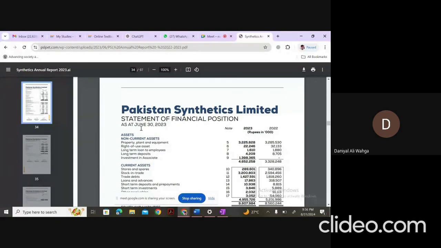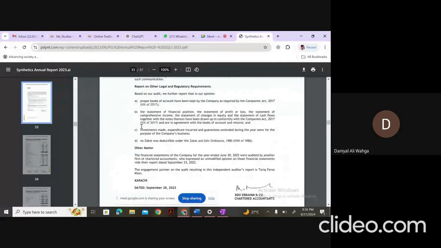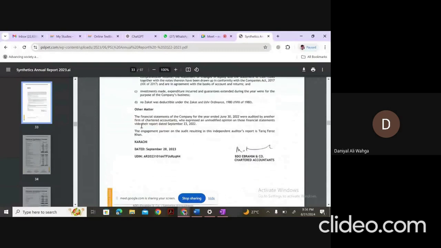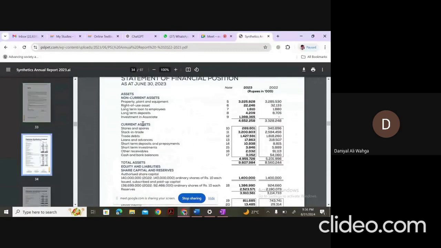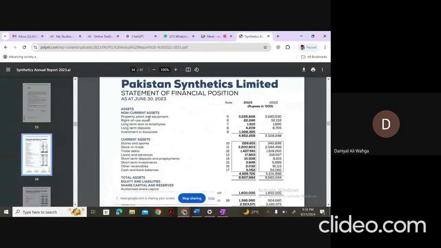This is one of the financial statements of a Pakistan Synthetic Limited company. So this is what we are going to discuss. I'm just trying to show you how the financial statements are presented, and how these assets are written.